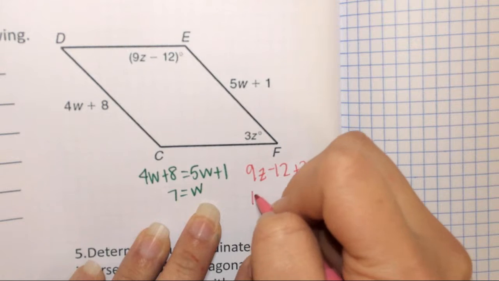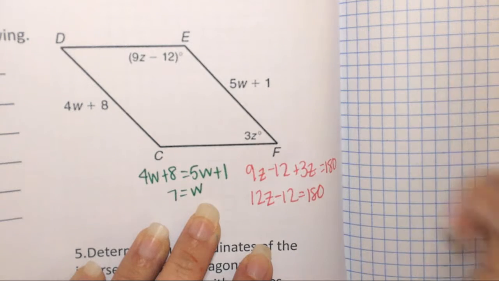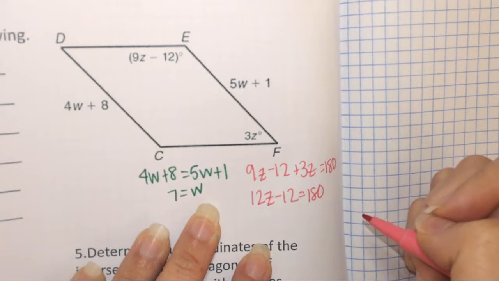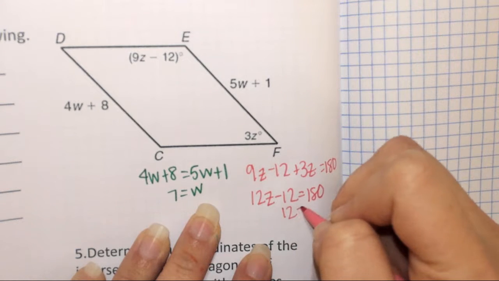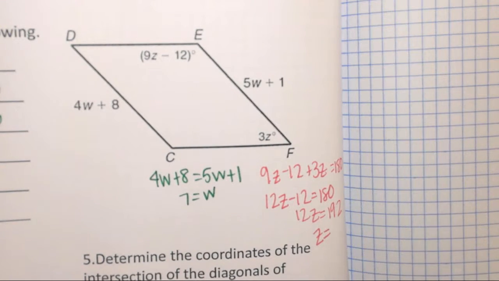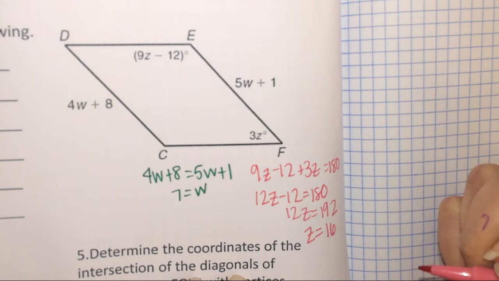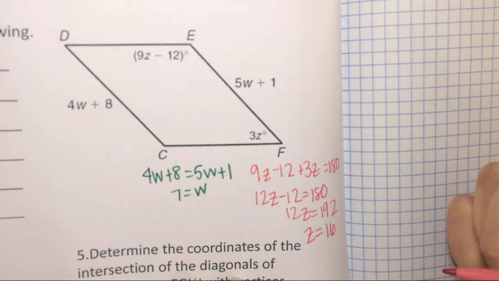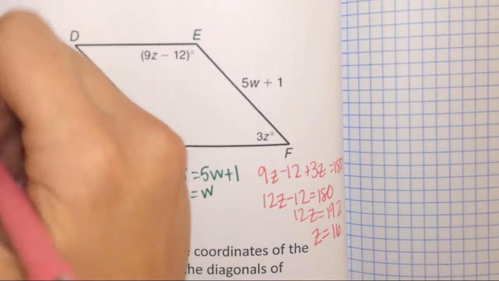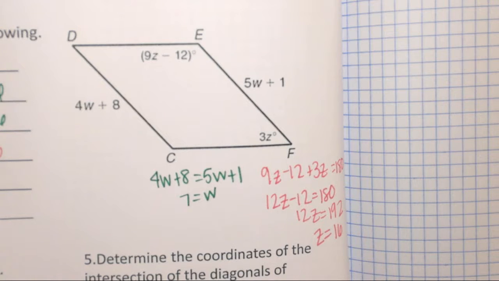Alright, 9Z plus 3Z is 12Z. Z equals 16. Did we get 16 or 14? I got 16. Alright, so now that we have 16, what are we going to do? Plug it in. Plug it in and find angle E and angle F for me.